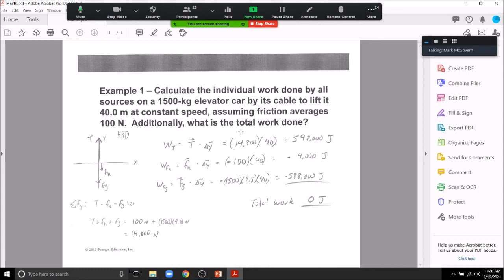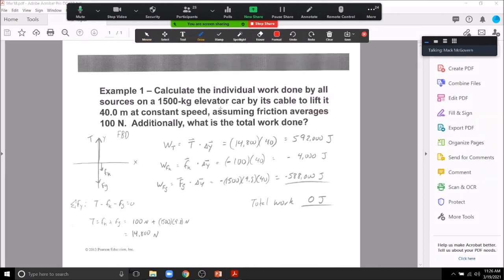It says additionally, what is the net work? What is the total work? You just add them all up, and we get 0, which is good because we were told that things are at a constant speed. If we didn't get 0, it means we made a mistake somewhere. But say we didn't know this was constant speed, and I somehow knew the tension without having to do all this work. If I do my net work and I get a positive value, then we are speeding up. If I get a negative value, we're slowing down. That's it. That's how those are done.